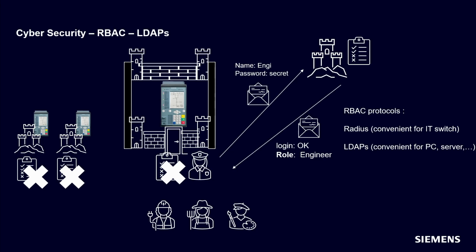RADIUS. RADIUS is the most convenient or deployed protocol for small devices, traditionally IT switches, where only the user and password are encrypted in the message with pre-shared keys. And LDAP, the Lightweight Directory Access Protocol, is much more convenient in the IT world for users, servers, PCs. The advantage is that the complete message exchange can be encrypted with server authentication via TLS using a certificate signed by a trusted CA.